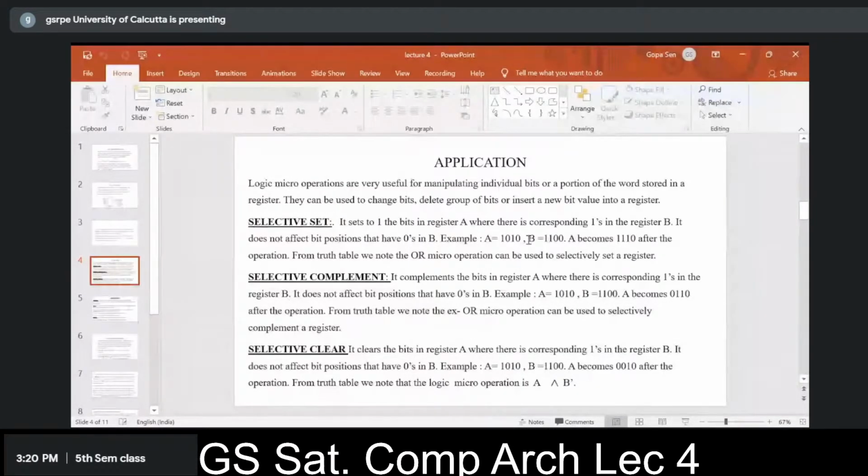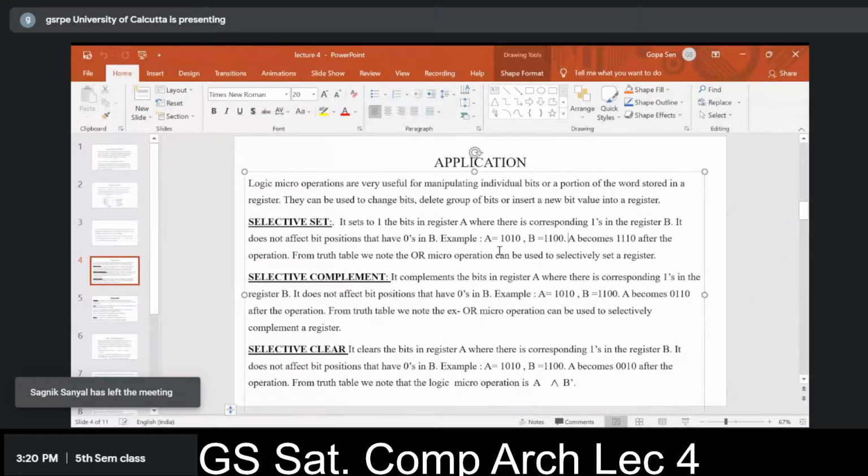Now if we look at the truth table, what will be the logic micro operation required to achieve this selective set? From the truth table, you will see that with the help of OR micro operation or OR gate, you can implement the selective set operation.